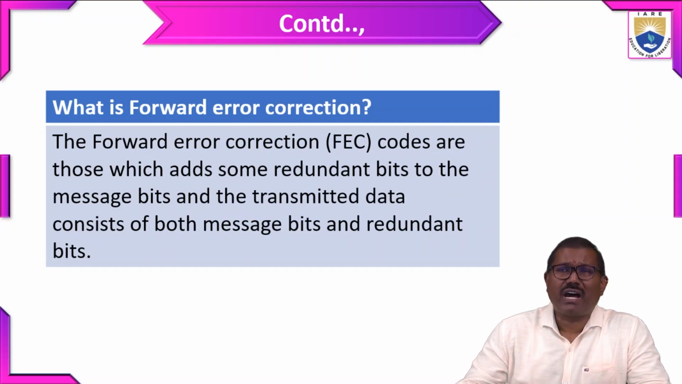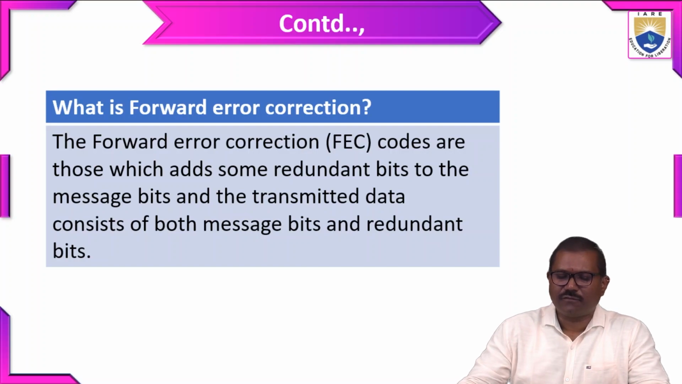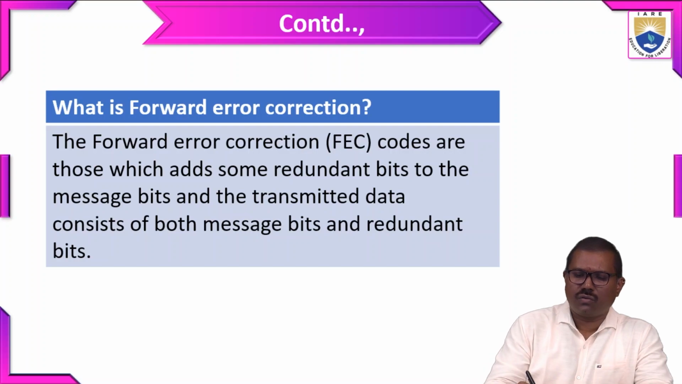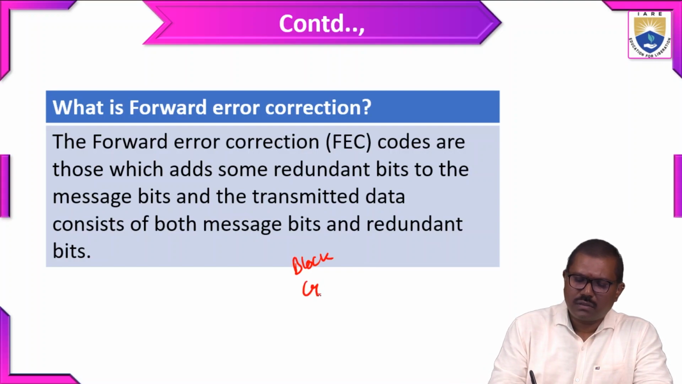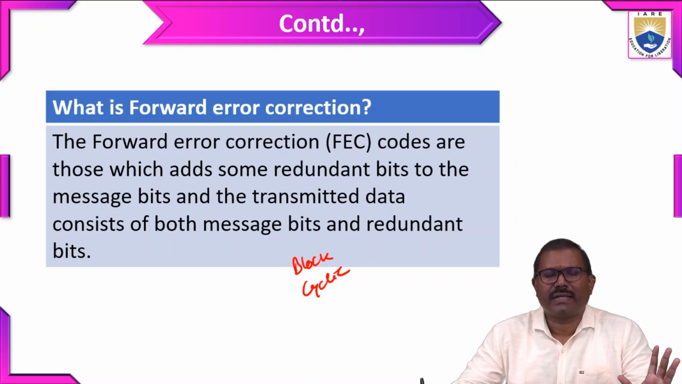Next, what is forward error correction? The forward error correction codes are those which add some redundant bits to the message bits, and the transmitted data consists of both message bits and redundant bits. So examples of this forward error correction are block code and cyclic code. So these are the examples of forward error correction codes. So what we discussed all are forward error correction.